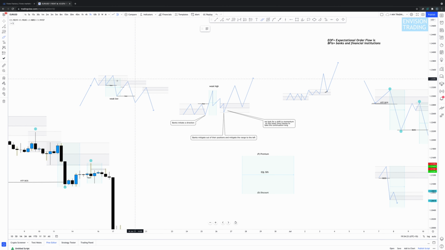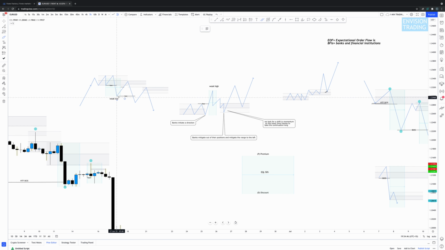Same thing. As soon as you see a break of structure, and an impulse in a certain direction, it means banks and financial institutions, BFIs we're going to call them. So let's just shorten it to BFIs. I've got it written up here if you forget what it is. So they've pushed price down. Again, we get a break of structure. After we have a break of structure, what happens?